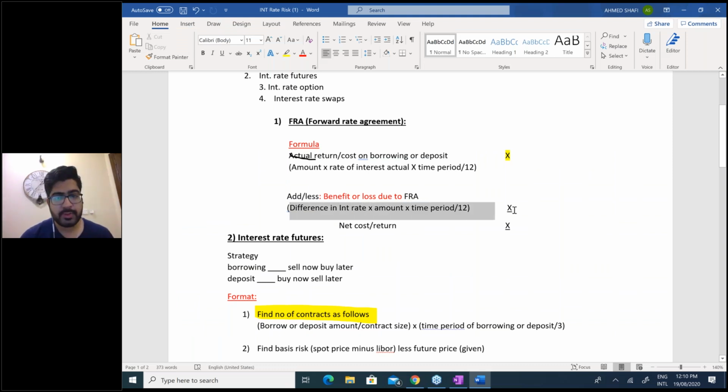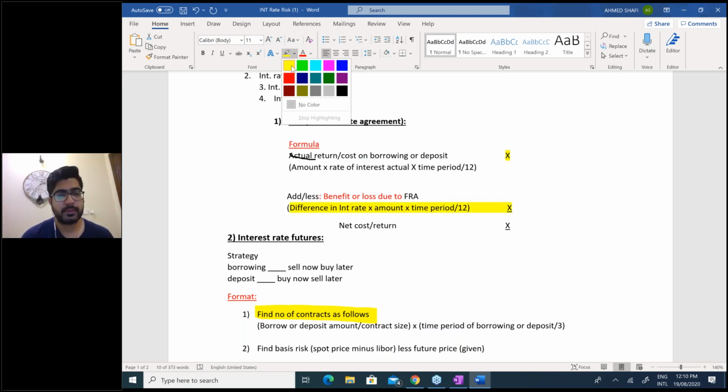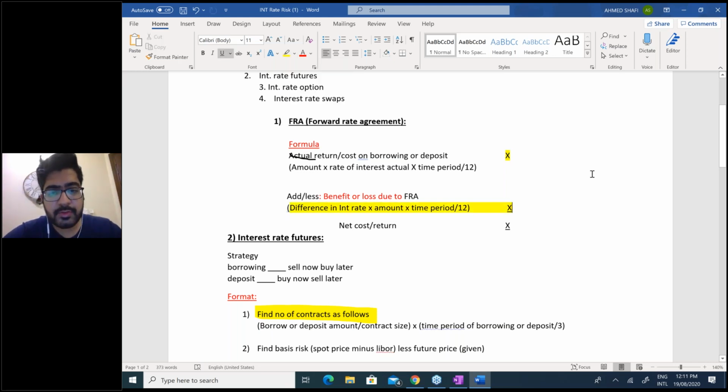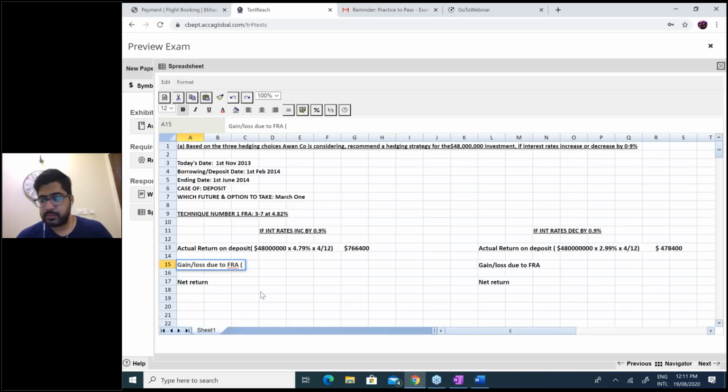The formula is: difference in interest rates into amount into time period over 12. Okay. The calculation would be easy. The main thing is whether it's a gain or loss. So what is the difference in interest rate?